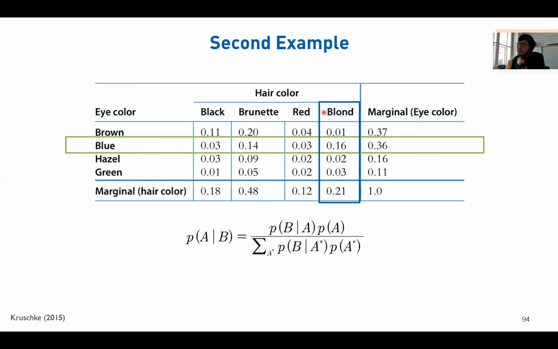If we focus on the column, here on hair color, irrespective of the eye color, I don't really care about the eye color. I'm just interested in the probability of hair color being blonde. And then I sum up all these 4 numbers, and I get a marginal probability of 0.21, okay? Good. Any questions?